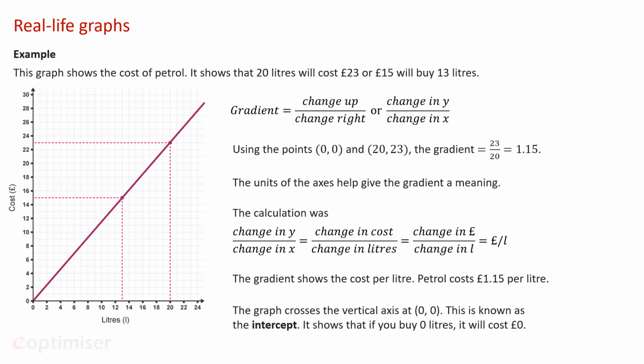In some cases, you may need to pay even if you don't buy it. Say for example, if a gas engineer visits your house, whether he's doing a job or not, you may need to pay something for his visit. That's where that sort of graphs will cut the y-axis. The intercept won't be 0.